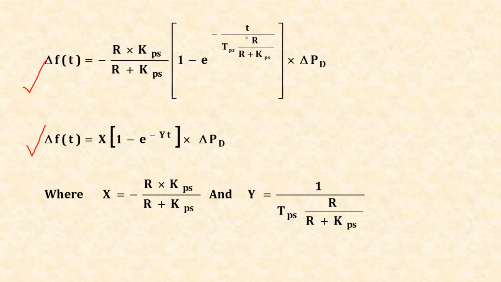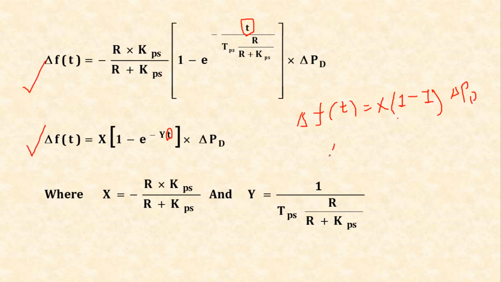So if we put t equal to 0, then the e raised to the power becomes 0. Clear? E raised to 0. So delta f of t will look like this: delta f of t is equal to, suppose, x multiplied with 1 minus this exponential term, e raised to 0. Now e raised to 0 is equal to 1. So I will write over here 1 into delta Pd.